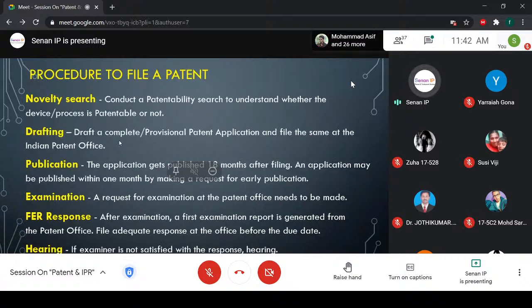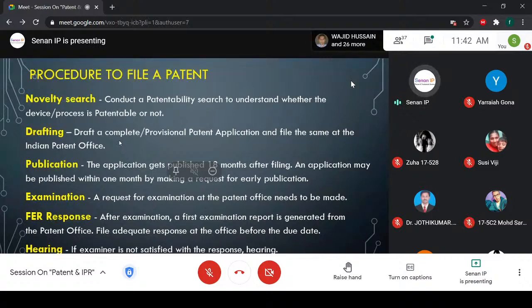If you add a fourth or fifth or sixth feature, then you are narrowing your claim, and narrow claims narrow the chance of infringement of a particular product. So that's why a claim is a very crucial step. The claim should be broad; that is how we should draft the claim.